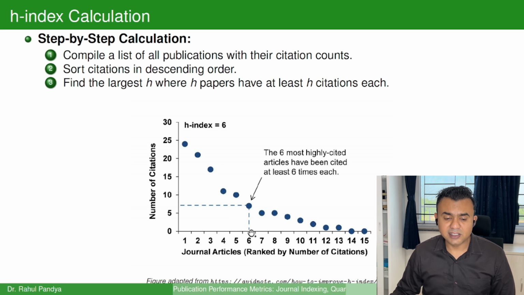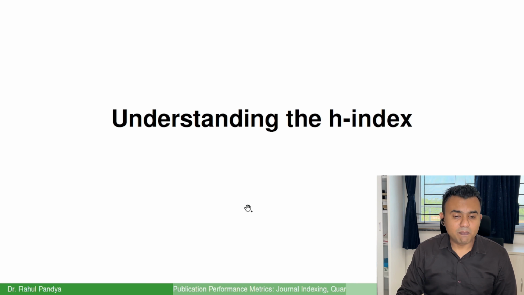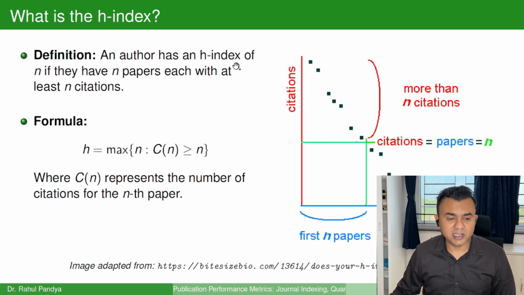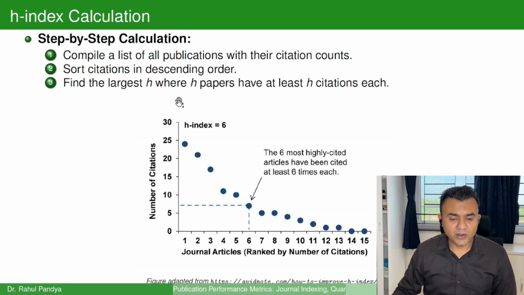Now I'll increase H to 6. Now we can see how many papers have 6 citations or more. The total number of papers which have 6 citations is 1, 2, 3, 4, 5, 6. If I look at the basic definition, an H index of n means n papers with at least n citations. In terms of H, it means finding the largest value of H where H papers have at least H or higher citations. So here you can see the H index is 6.